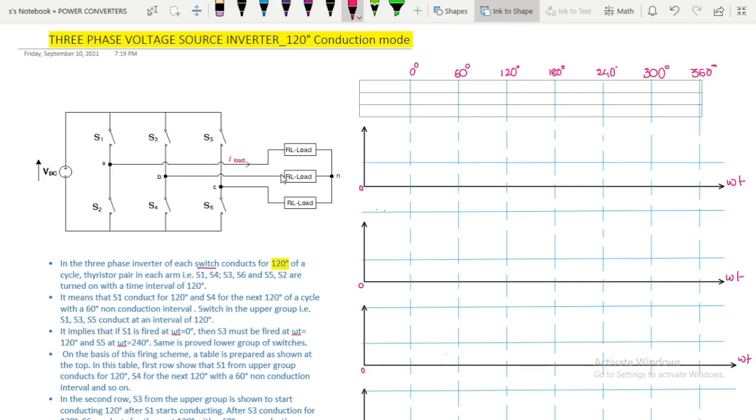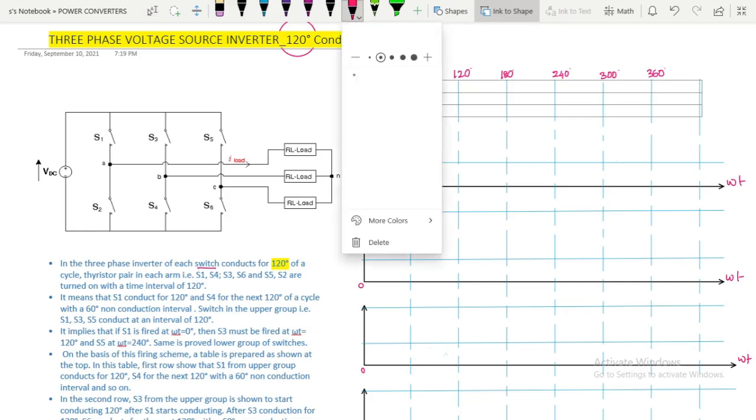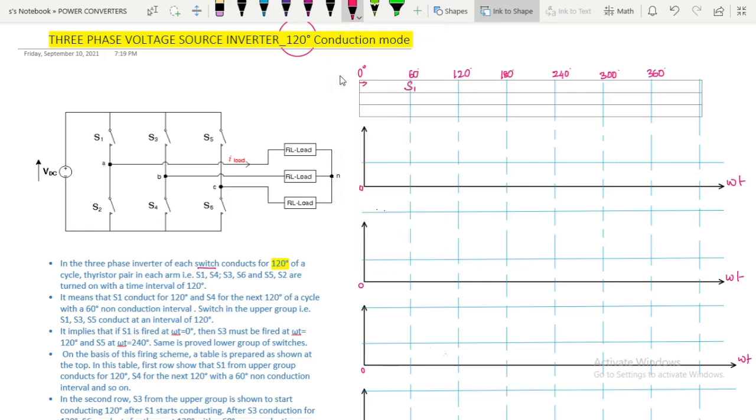So, if S1 is started at 0 degrees like this, I am denoting the switches here. S1 is started at 0 degrees and it will conduct for 120 degrees, because we are talking about 120 degrees conduction. So this is the period for which S1 conducts. S1 is on for 120 degrees.